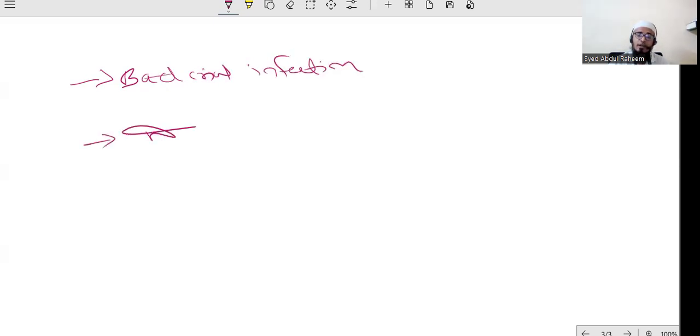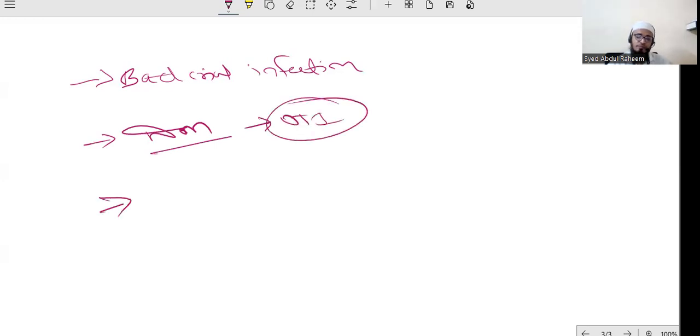And sometimes it is due to the causes in that bacterial infection, and another one is due to diabetes mellitus. DM, diabetes mellitus, is also one of the reasons of UTI. Okay, and what will happen in that?